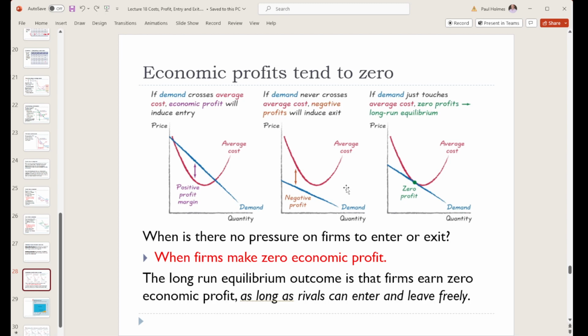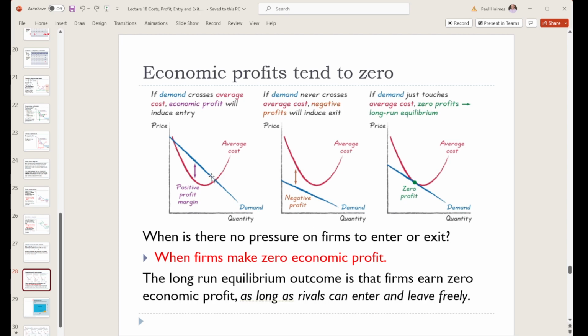In the middle graph, we've got the opposite situation. Now, demand for the product is so low with that same average cost curve that there is no quantity where we can make a profit. The demand curve never gets up above this average total cost curve, it's always below there. So no matter what quantity we choose, we're going to make a loss per unit, and hence we would anticipate that firms will start to exit this market.